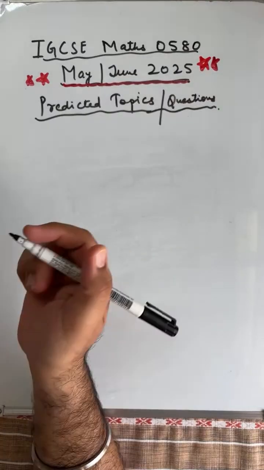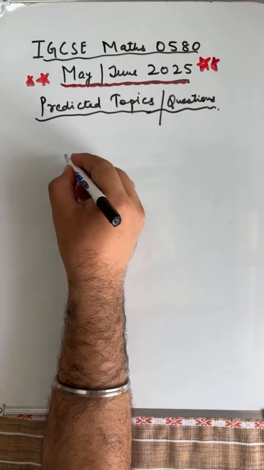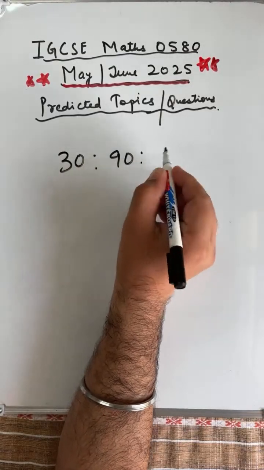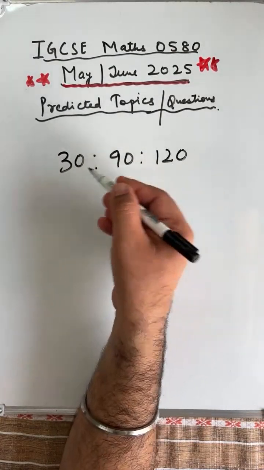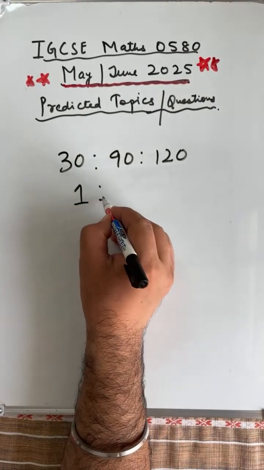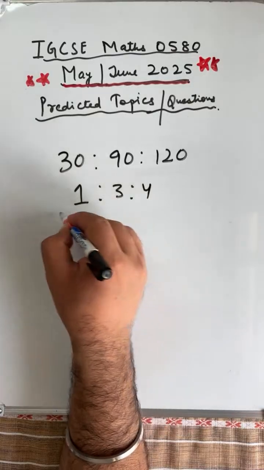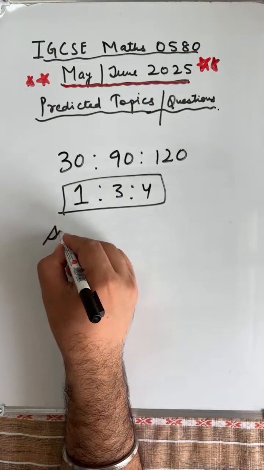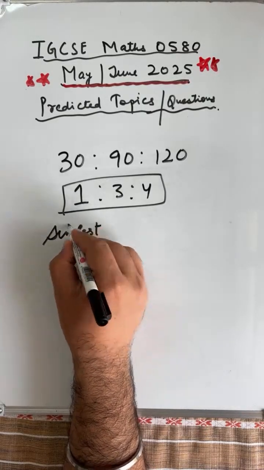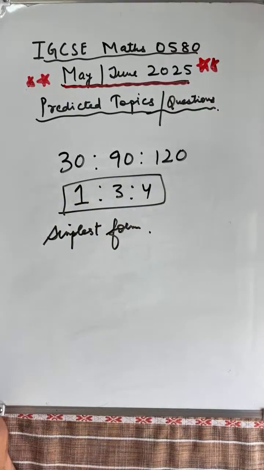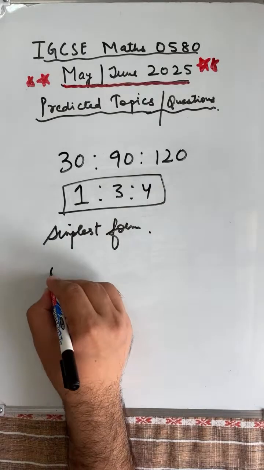Then we can have questions on ratio and proportion. Like 30 is to 90 is to 120. If you have to simplify it, this will be 1 is to 3 is to 4, which is the simplest form. Then there can be a question of upper and lower bounds.